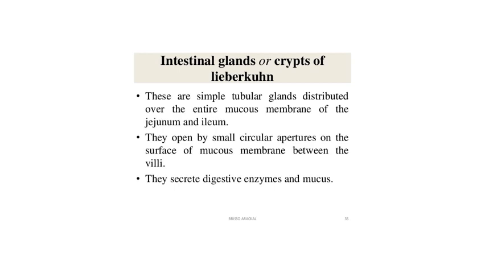Intestinal glands or crypts of Lieberkühn. They are simple tubular glands distributed over the entire mucous membrane of the jejunum and ileum. They open by small circular apertures on the surface of mucous membrane between the villi. They secrete digestive enzymes and the mucus.